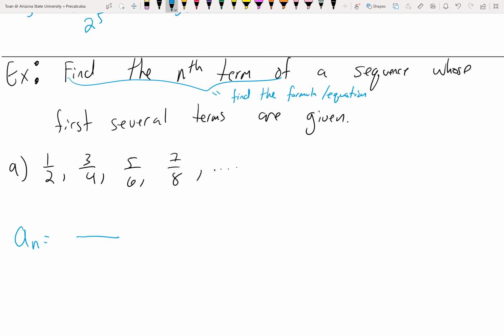What else should we notice? We recognize that the denominators are all the even numbers. We've done that before, right? Those are the multiples of 2. So I know that the denominator should be 2 to the nth power.